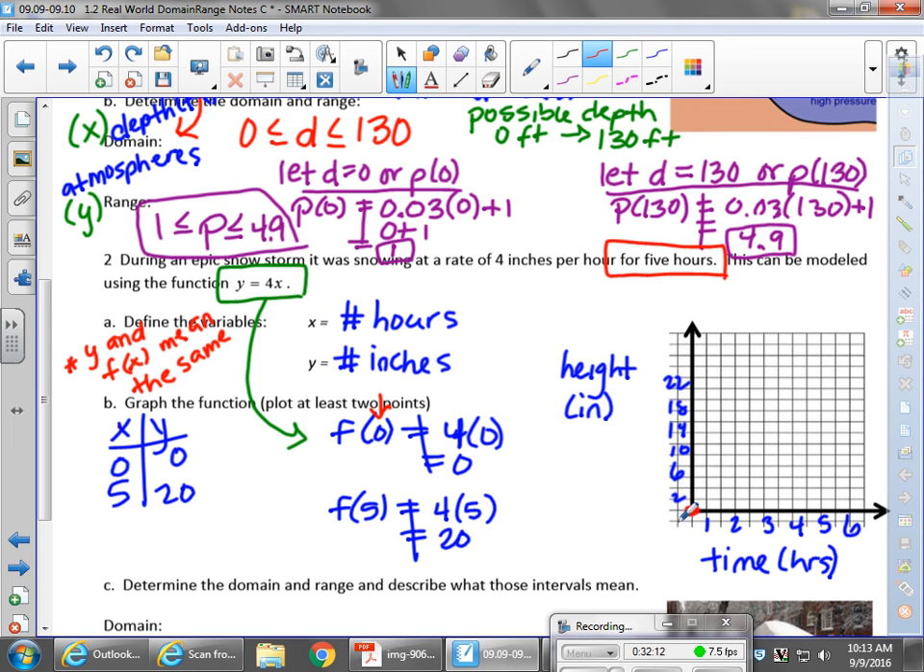And 5, 20. How am I going to graph 5, 20? Where do I go? You know. How do I graph 5, 20? Right 5. Up 20. 18, 20. Right there? Now be careful. Think about this. How should I draw this line?